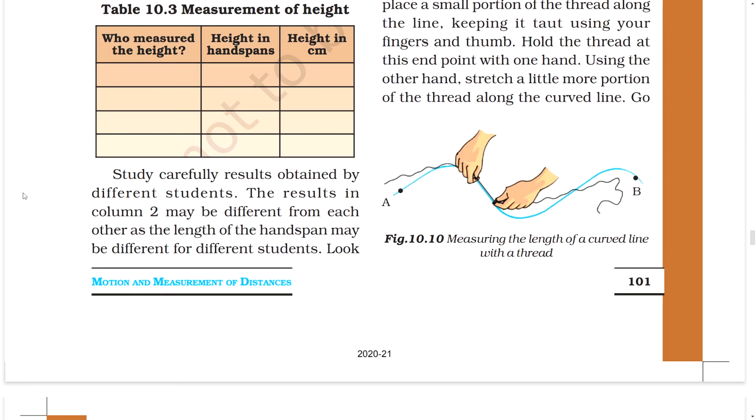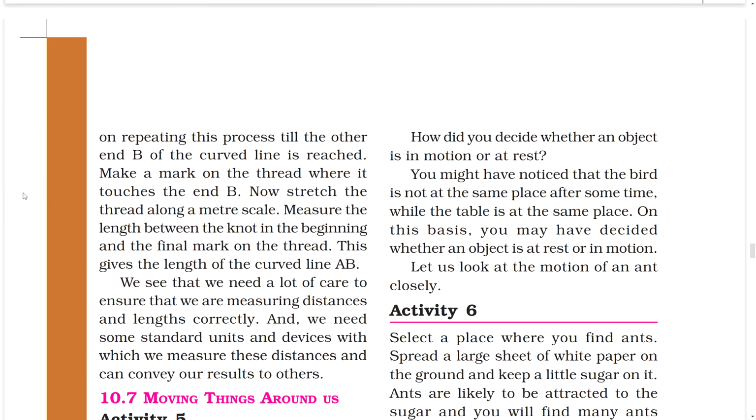Figure: measuring the length of a curved line with a thread, AB. On repeating this process till the other end B of the curved line is reached, make a mark on the thread where it touches the end B. Now stretch the thread along a meter scale. Measure the length between the knot in the beginning and the final mark on the thread. This gives the length of the curved line AB.